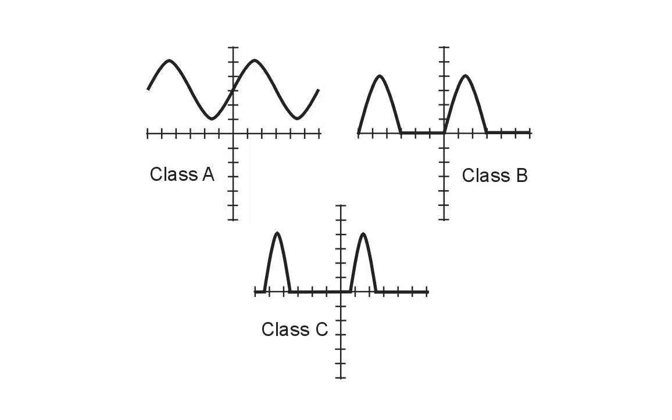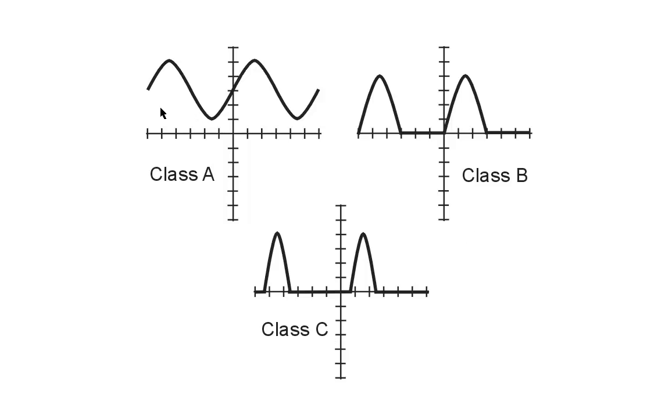Which one of them conducts current for the smallest proportion of the input signal waveform? Is it class A, AB1, AB2, B, or C? And I have drawn diagrams here of the situations for class A, class B, and class C operation.